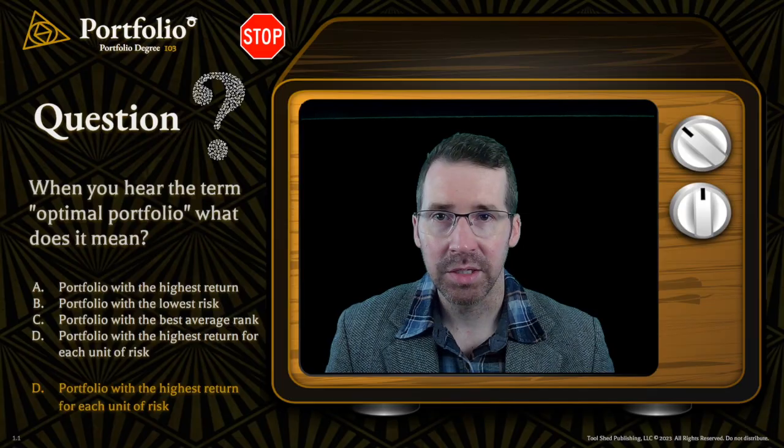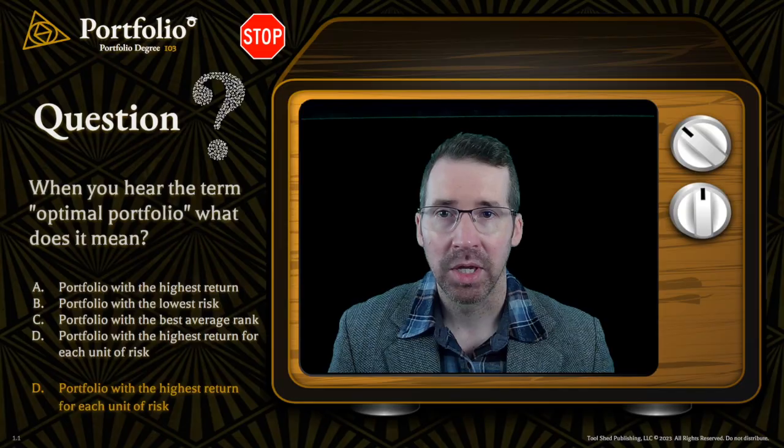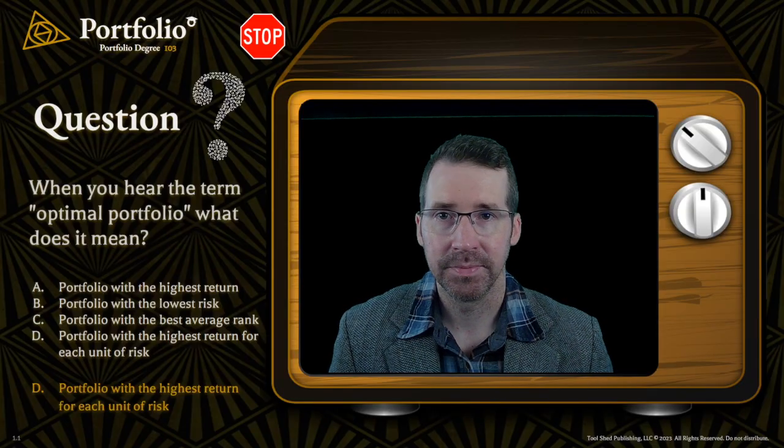The answer is D, the portfolio with the highest return for each unit of risk. Really, optimal refers to the portfolio with the highest slope on the capital allocation line. But what does that even mean? We'll walk you through that along with an example in Portfolios 200.